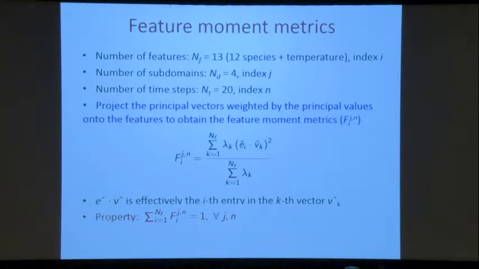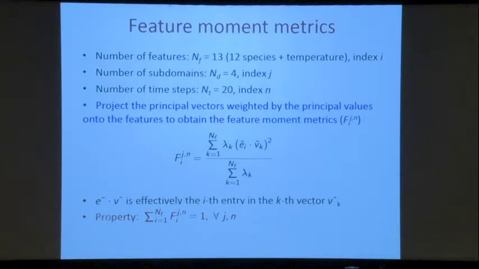So the next thing that Aditya looked at was defining feature moment metrics that project these vectors from the co-kurtosis tensor weighted by their principal values onto the features to obtain the so-called feature moment metrics. And the number of features for this simple example is 13 with 12 species plus temperature. And the number of subdomains here, as I said before, is 4.